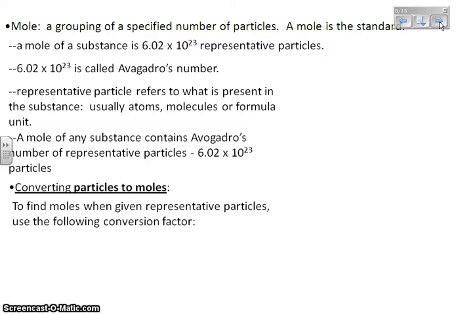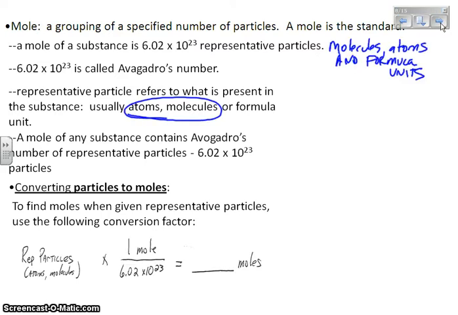To find the moles when given representative particles, use the following conversion factor. Representative particles times 1 mole over 6.02 times 10 to the 23rd will equal blank moles. So, you're looking at your example or your problem, and it says, find the number of moles in 12.5 times 10 to the 23rd power of whatever atom we're talking about. You would use this formula.